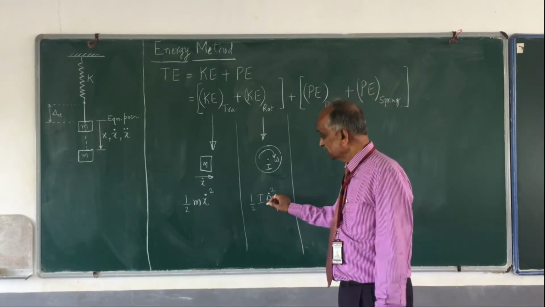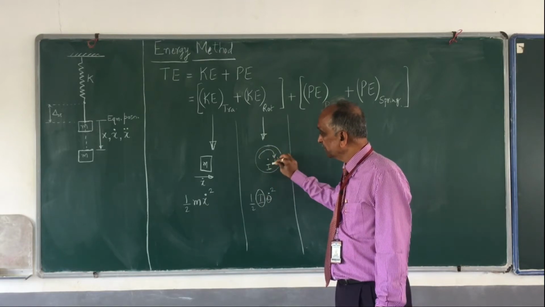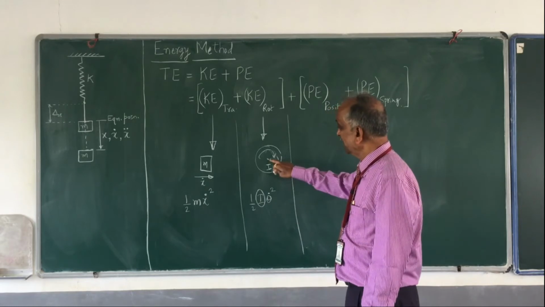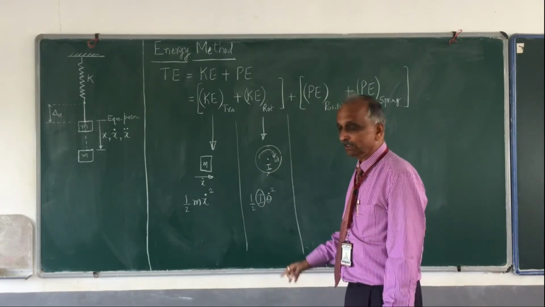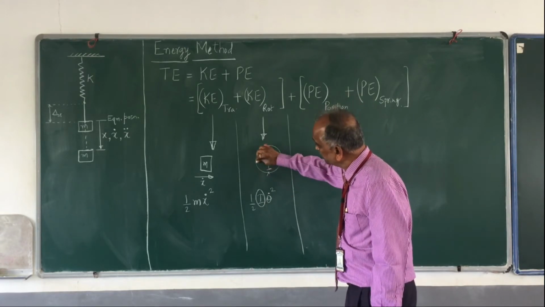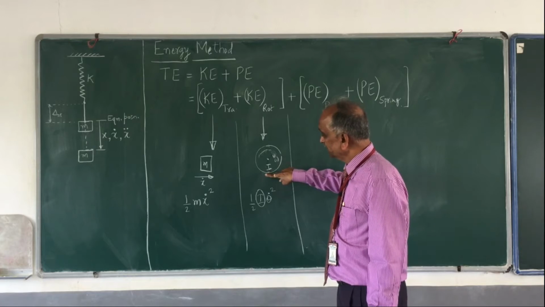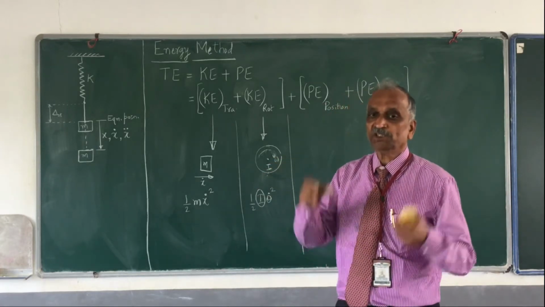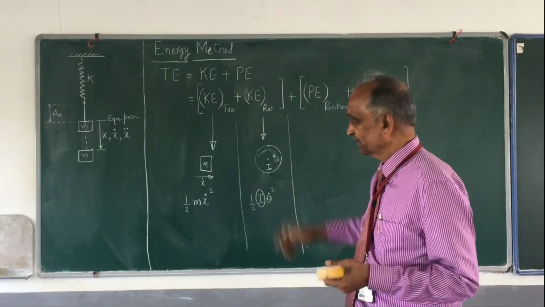So I is the moment of inertia of this body about which the rotation is taking place. If the same body is rotating about, say, this point, then I have to take the moment of inertia of this body about this point. Please remember, I is the moment of inertia of the body about which the rotation is taking place. That is very, very important all the time.